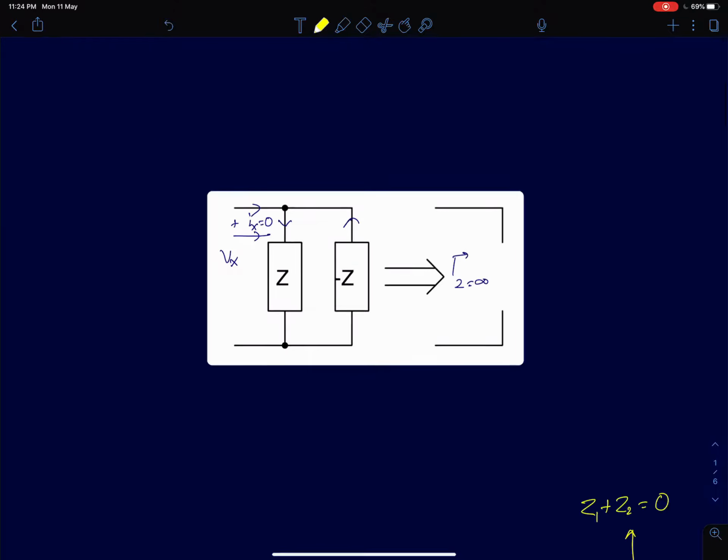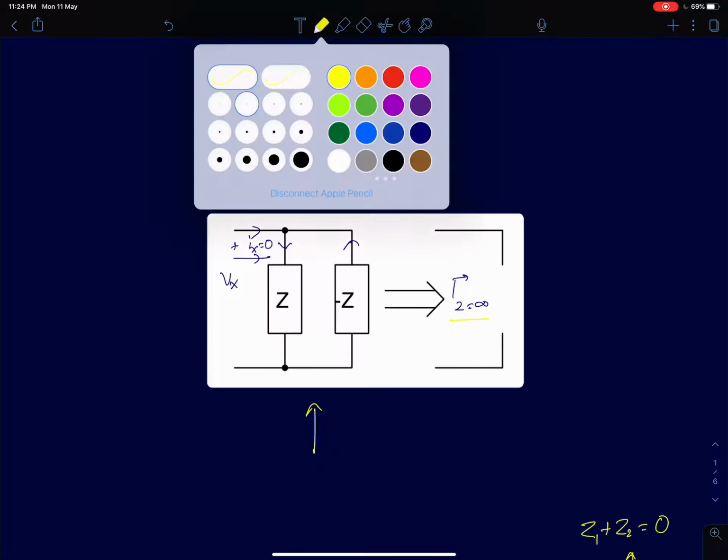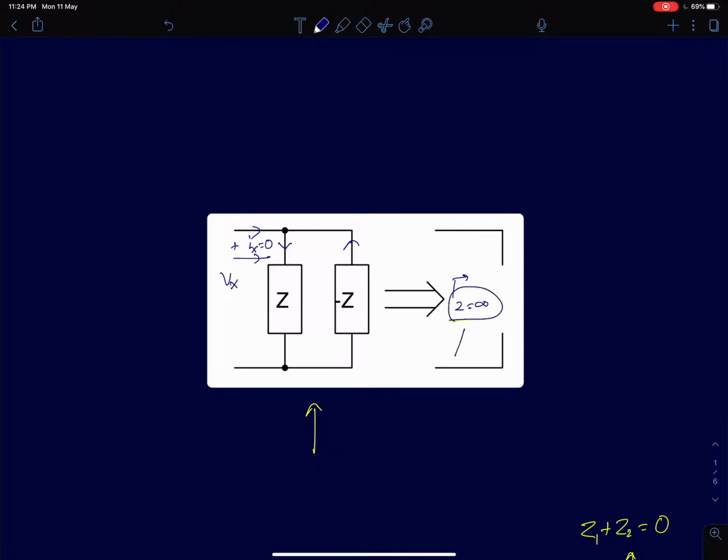So first, this is a result we'll be using often in this lecture. If, let's say, we have two impedances Z and minus Z connected in parallel, then the effective impedance offered by the combination of these two impedances in parallel is simply infinity. Okay, the impedance here is infinity. We already discussed this in one of the previous lectures.